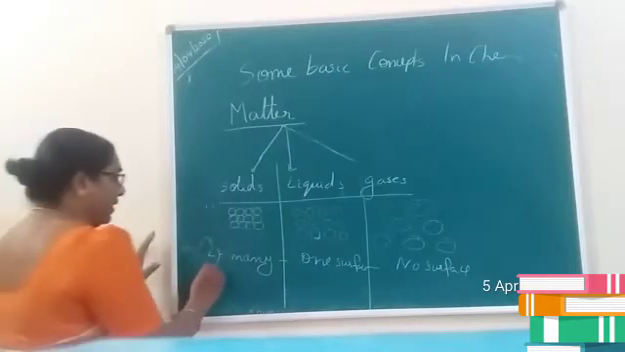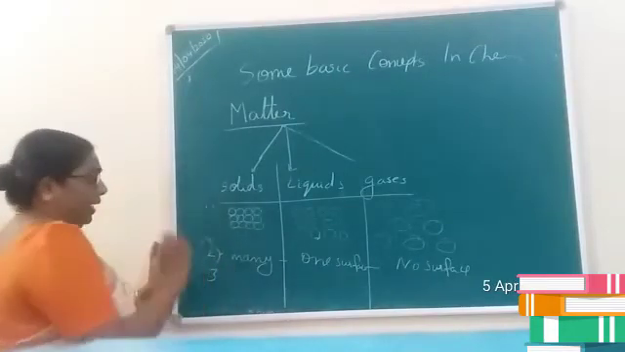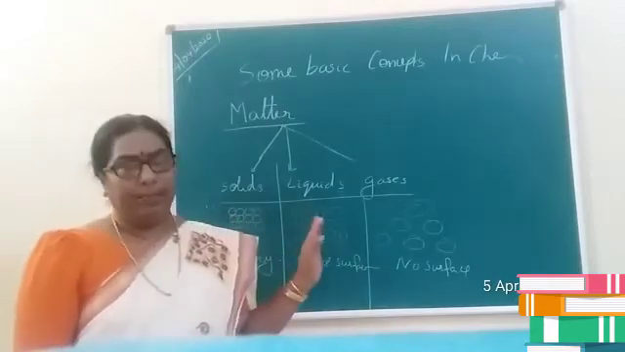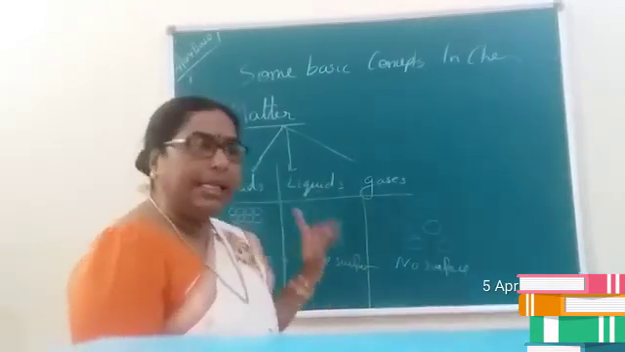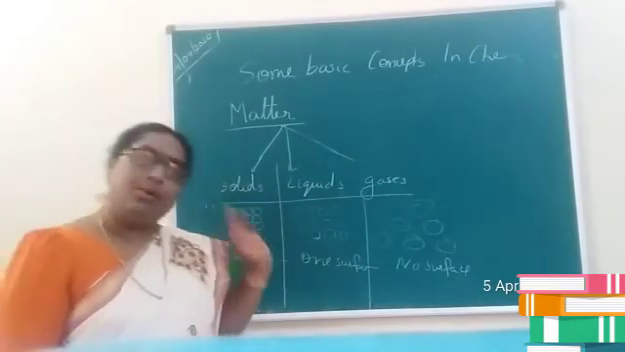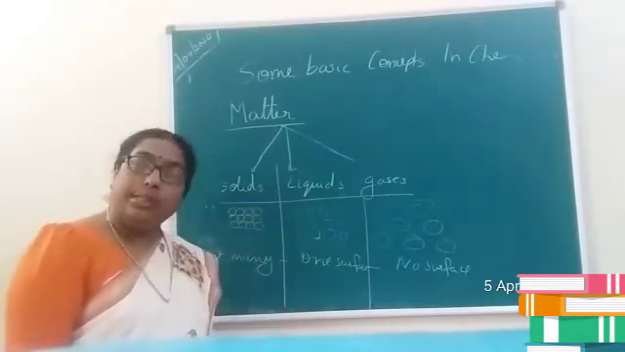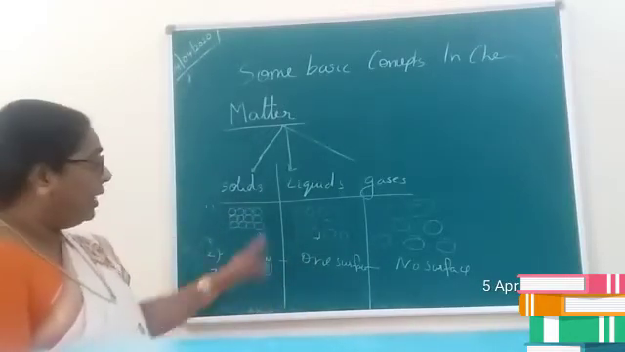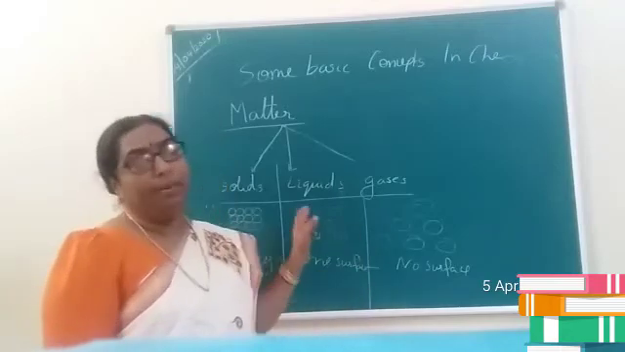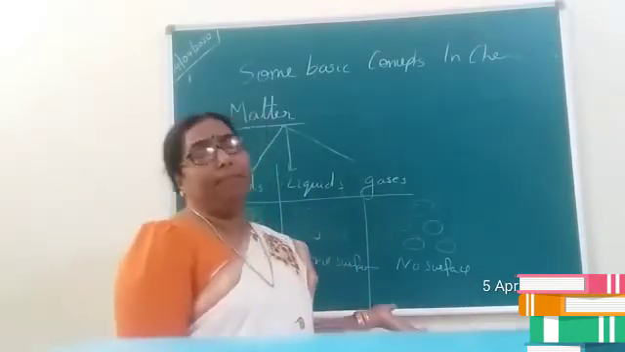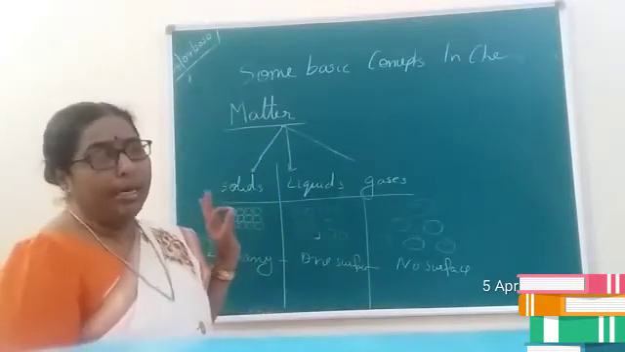Now the third one: generally solids possess a sharp melting point. There are many exceptions, but since we will be studying types of solids, this property will also change on that basis. But generally we can say that they possess a sharp melting point. In case of liquids, they have a sharp boiling point, but in case of gases there is neither a sharp melting point nor a sharp boiling point.